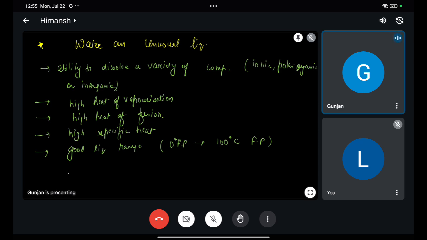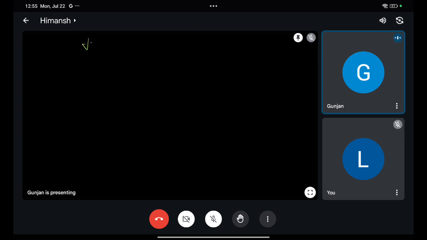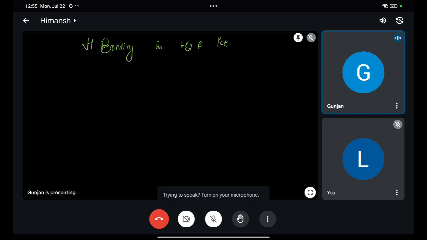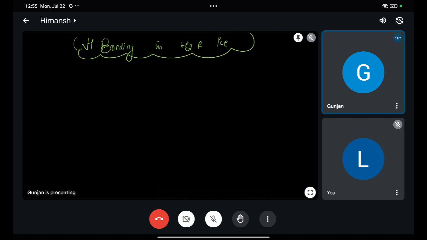So if we do discuss about hydrogen bonding in water and ice, let's discuss about it. Hydrogen bonding in water and ice. So density of ice is less than that of water because ice floats on water, right? Density of water is maximum at 4 degrees Celsius. Right or no? Yes, ma'am.